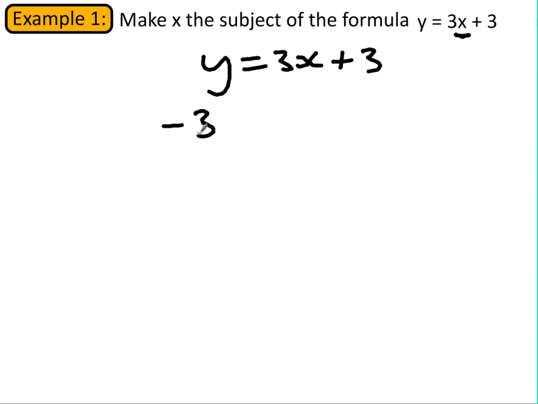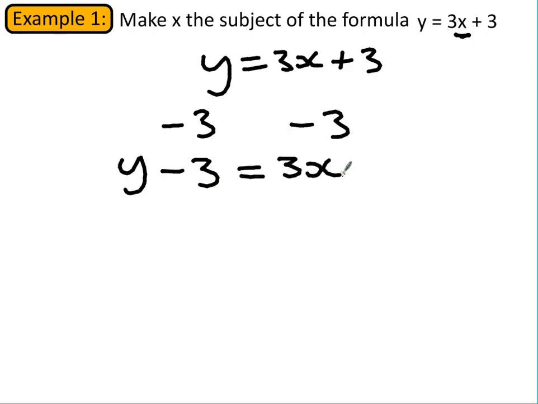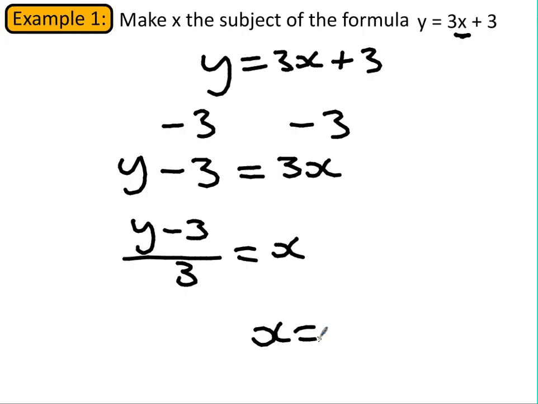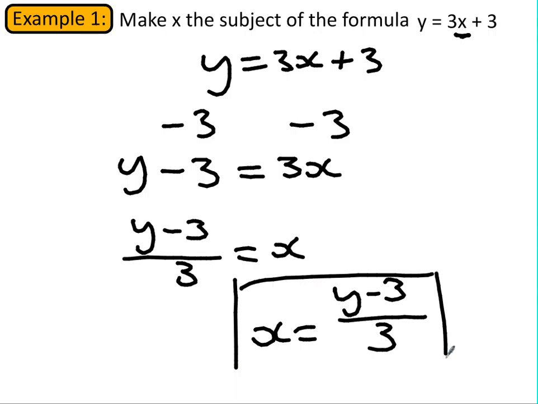So we'll start by taking away 3 from both sides, and that will leave us with just y minus 3 on the left and 3x on the right. Now we're going to divide through by 3, and we will then have y minus 3 divided by that 3 is equal to x, and that's pretty much our answer. Now, it's expected though that the subject will be on the left hand side of the equation, so we can flip this round nice and easily and write our final answer: x equals y minus 3 over 3, and we are finished.